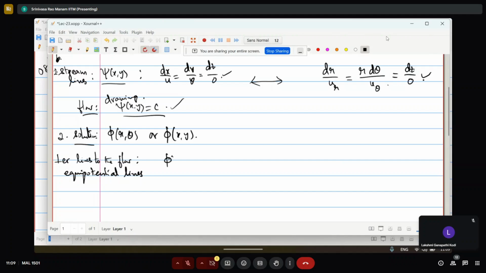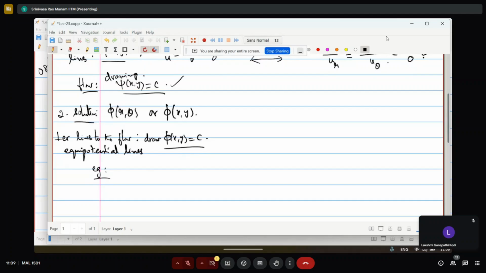So what are those? Phi of x, y equal to constant. You draw them. Once you draw these, for example, if you simply take a source flow, you know a source, right? So what are the equipotential lines? Basically circles. If you actually see this one, that is what you will get as circles here.